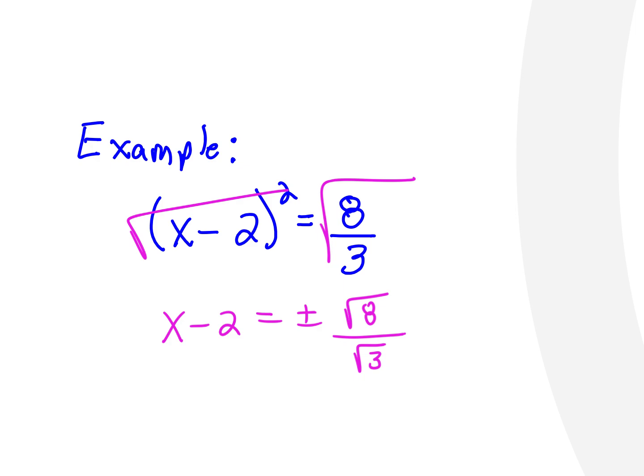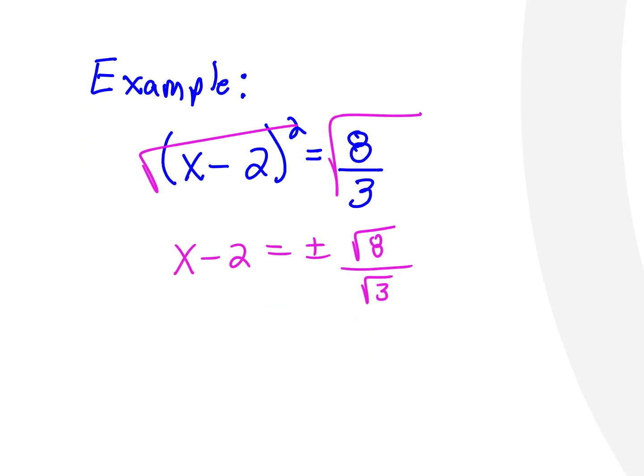Is this okay? No. From about the second or third day of school, guys, we have been rationalizing denominators. You've seen it on every quiz. You've seen it on every test. You cannot leave a radical in the denominator. So before you go any further, you need to fix this. What do I multiply the top and bottom by? The square root of 3. Square root of 3, square root of 3.